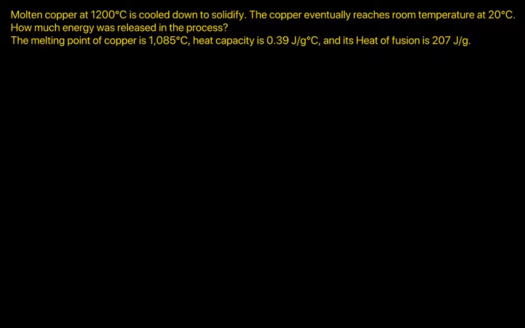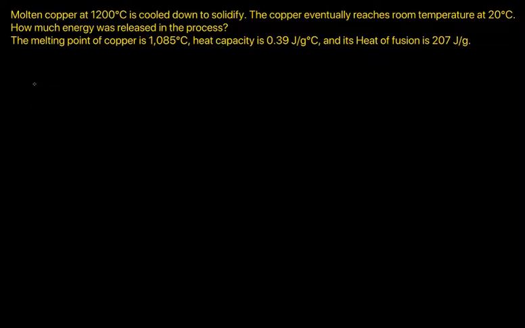Let's do one more. So we got molten copper at 1200 degrees Celsius is cooled down to solidify. The copper eventually reaches room temperature at 20 degrees Celsius. How much energy was released in the process? The melting point of copper is 1085 degrees Celsius. Heat capacity is 0.39 joules per gram degrees Celsius. The heat of fusion is 207 joules per gram.